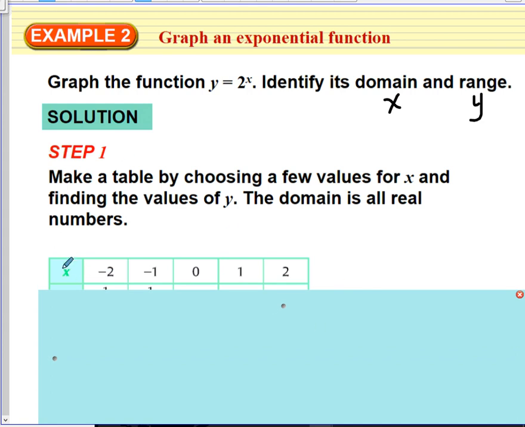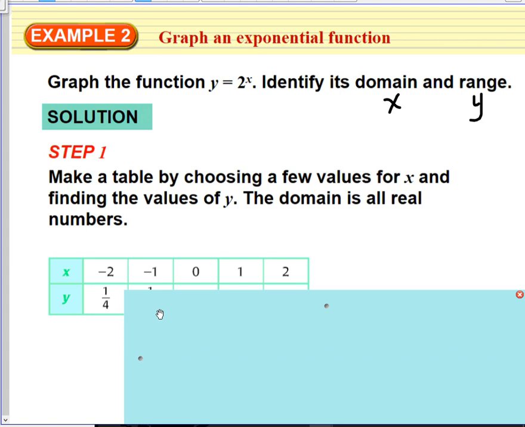So I am going to create my table, and I have my x values. I'm just going to continue with the same pattern, -2, -1, 0, 1, and 2. It's a really good rule to follow. All right, and then I'm going to start plugging this information into the original equation. So I have y equals 2 to the -2nd power is going to become 1/4.